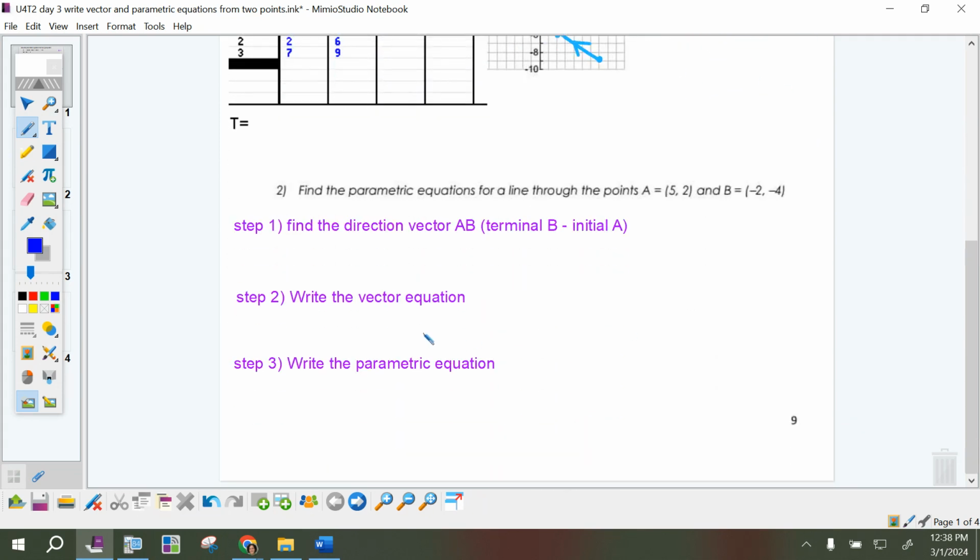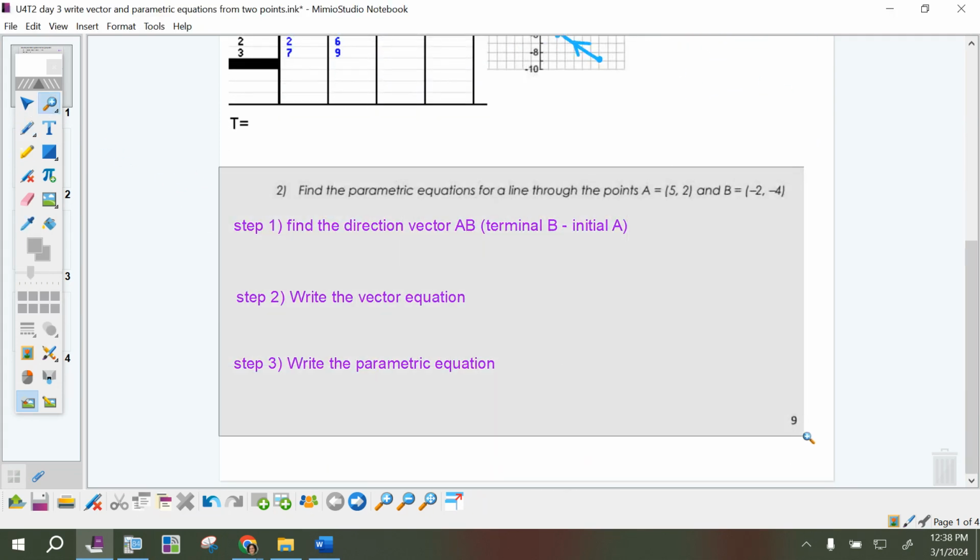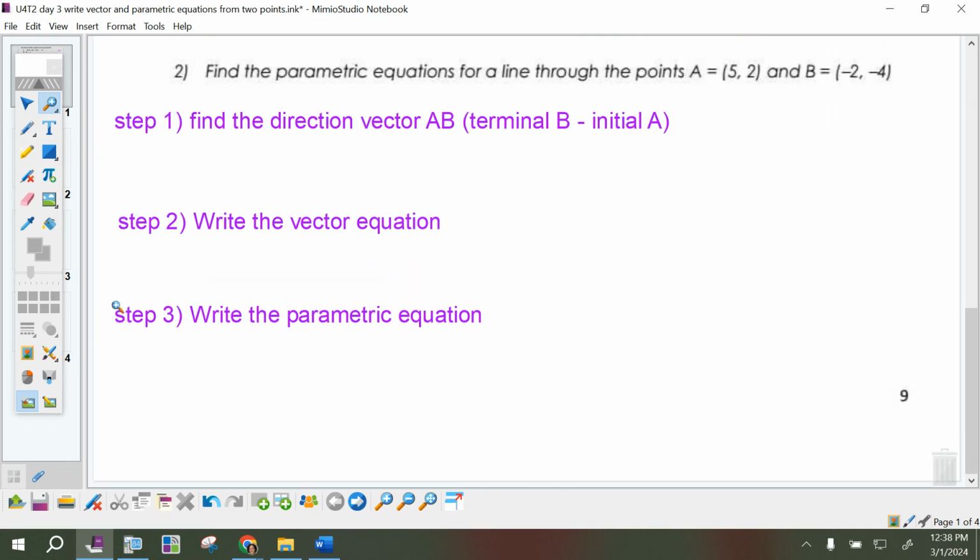All right. Finding a parametric equation through 2 points actually connects into our vectors from our last unit because direction matters. So for all of these problems, we're going to have 3 steps. So please write down these 3 steps. Pause the video and write down the 3 steps.